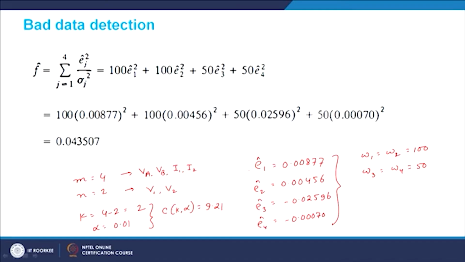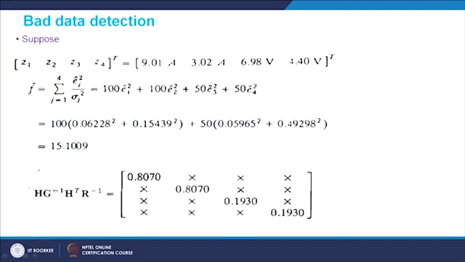Now, this was the case when our last measurement value was 5.01 volt, so this is for VB. Suppose we have another case, where all three other measurements were the same, but now Z4 was 4.40 volt.